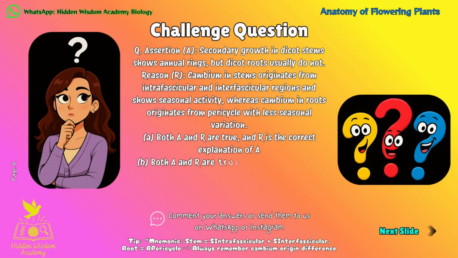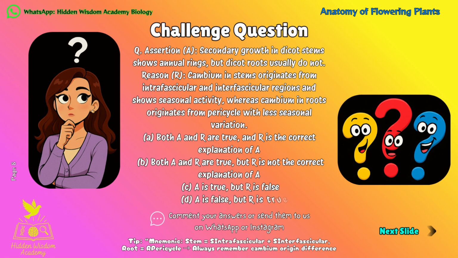Is it option A? Both A and R are true, and R is the correct explanation of A. Is it option B? Both A and R are true, but R is not the correct explanation of A. Is it option C? A is true, but R is false. Or is it option D? A is false, but R is true.